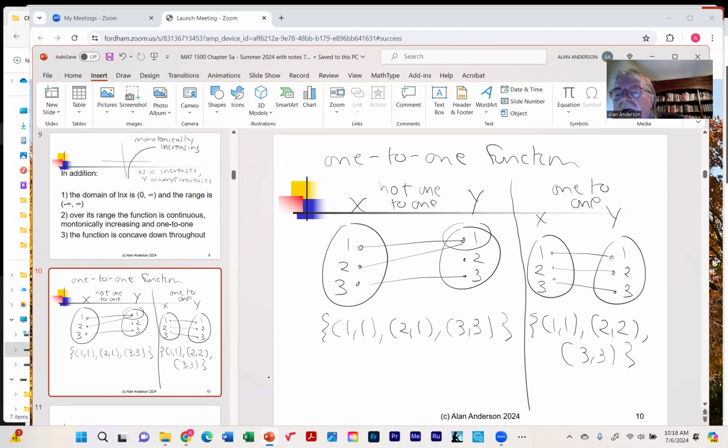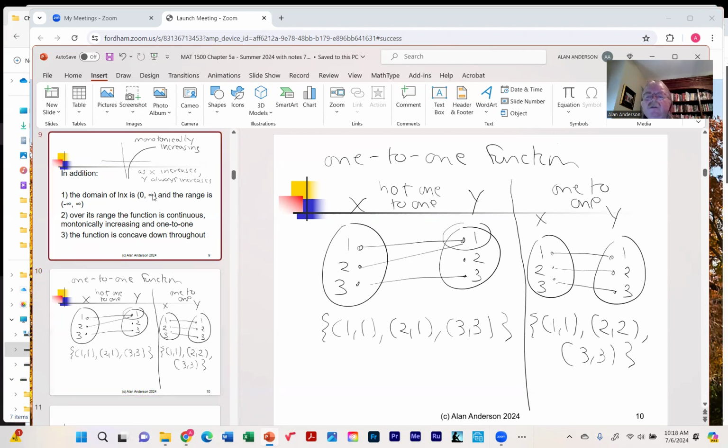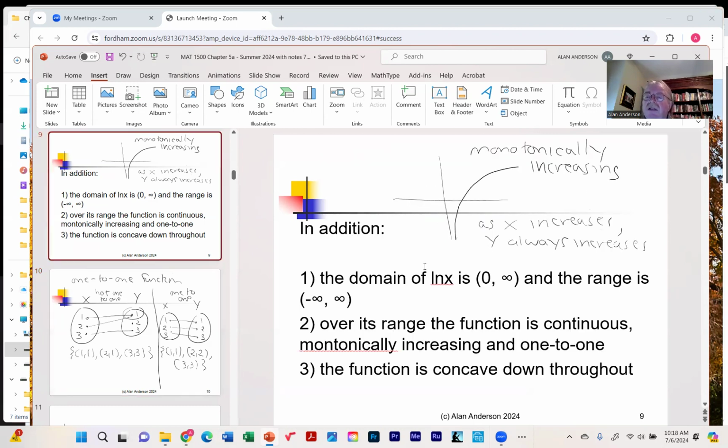Because again, each x is associated with a unique y, but y is also associated with a unique x. Okay, so that's the difference between the two. They're both functions, but only the one on the right is one-to-one. And so the log function is also one-to-one, which, like I said, well, you'll see. Anyway, we'll see more about this later on.